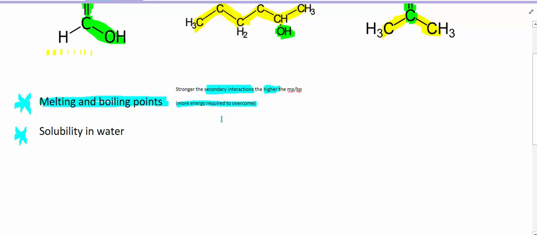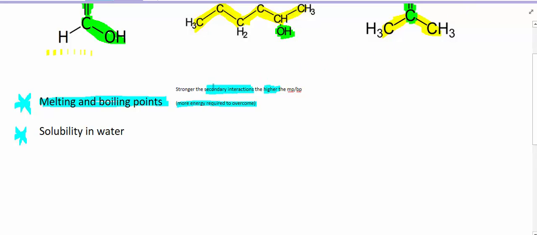So basically, if the molecules are held together more strongly, so when I say held together, I mean one molecule being attracted to another molecule strongly, it's going to take more energy to overcome that interaction between the molecules, and more energy relates to a higher melting or boiling point.